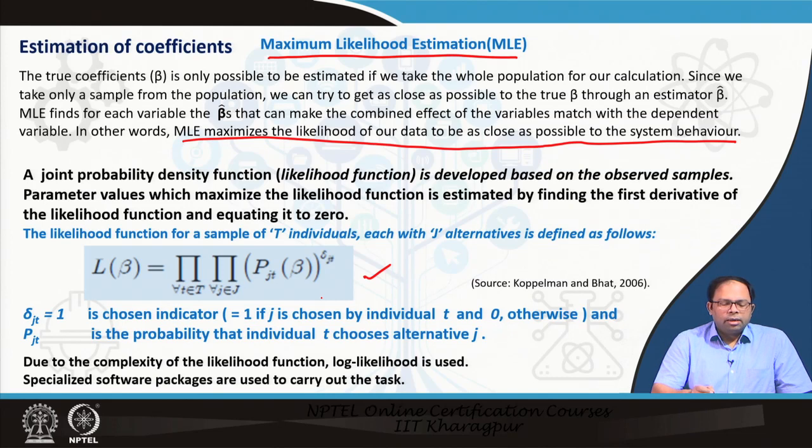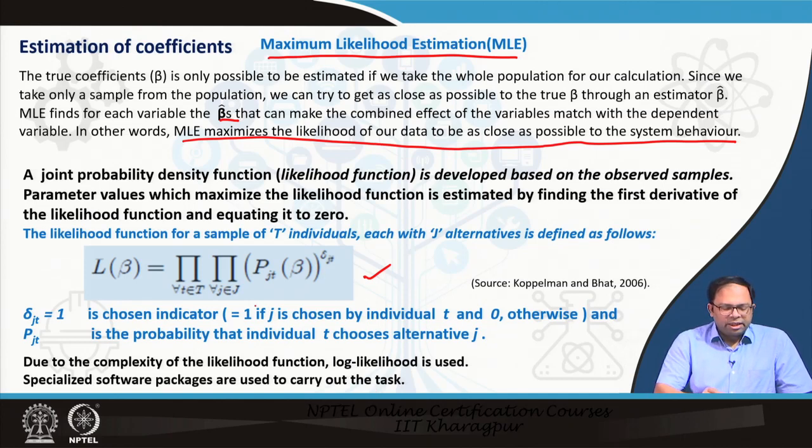Now, we are not actually estimating the beta coefficients for the universal set. We are only estimating beta hats because we are only considering a sample of the entire population, for which we are collecting data and then estimating the coefficients. The other part is that when we develop this likelihood function, we actually use log likelihood because likelihood is difficult to solve. Due to the complexity of the likelihood function, log likelihood is used, and we use a specialized software package to compute these beta values.